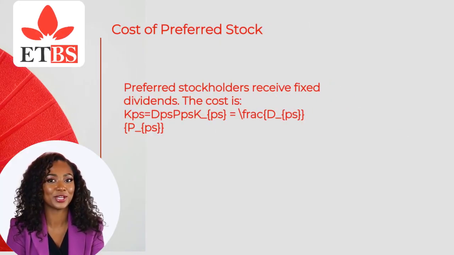Cost of preferred stock. Preferred stockholders receive fixed dividends. The cost is KPS equals DPS over PPS, where DPS equals preferred dividend, PPS equals market price of preferred stock.